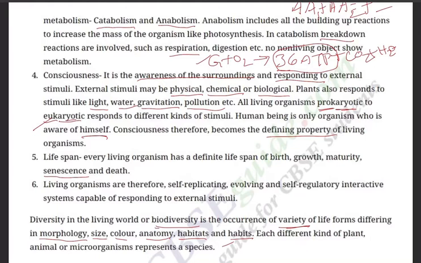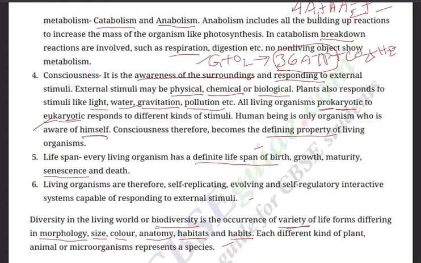And lifespan, we discussed, the time period between birth and death is the lifespan. So every organism has a definite lifespan. We discussed ranging from one day, 24 hours, to 2000 to 3000 years. So living organisms are therefore self-replicating, evolving, and self-regulatory interactive systems capable of responding to external stimuli.